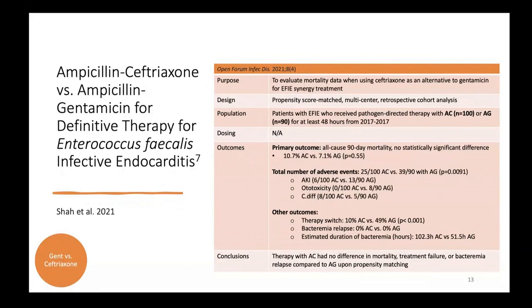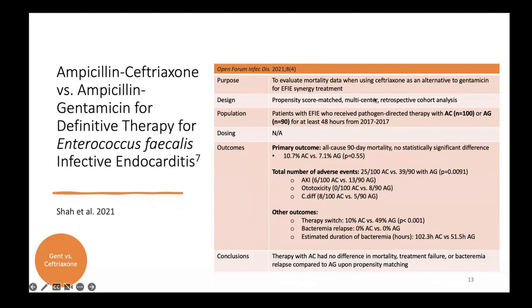This was a propensity-matched multicenter retrospective analysis. And the primary outcome, as I said, was all-cause 90-day mortality, which had no statistically significant difference amongst the two groups. And then looking at adverse effects, you could see a higher amount of AKI in the ampicillin gentamicin group, and then a higher amount of ototoxicity, but there was a higher amount of C. diff infection in the AmpCeftriaxone group.